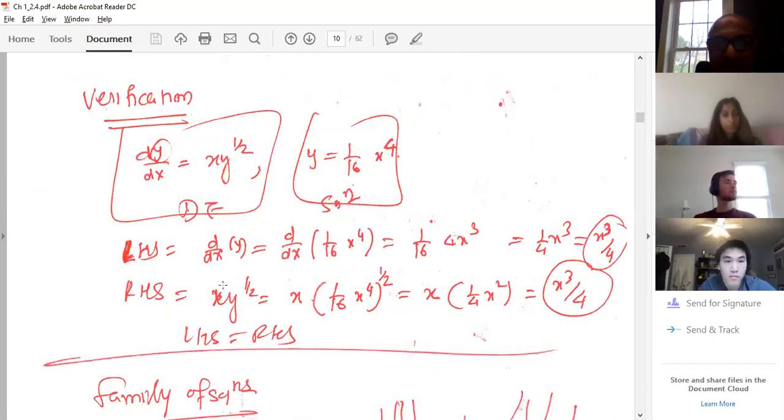Okay. So d by dx of y. Replace this y by the solution: d by dx of 1/16 x to the power 4. 1/16 is a constant, pull it out. The derivative of x to the power 4 is 4x cubed. The 4 will get cancelled, so it's 1/4 x cubed. x cubed by 4 is your left-hand side.